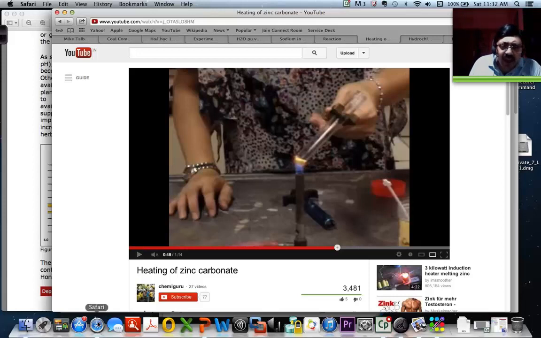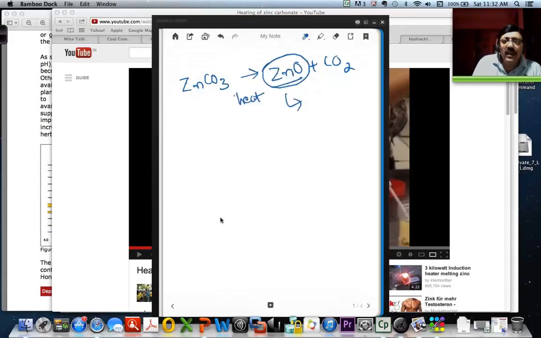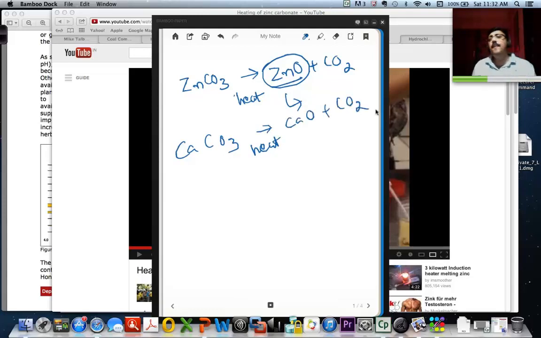The same thing can be done also with calcium carbonate. Right? So I can take calcium carbonate and heat it, which produces calcium oxide and carbon dioxide. And then of course I can take the calcium oxide. Remember the reaction which I showed, right? So calcium oxide can be dissolved in water and calcium hydroxide is produced.